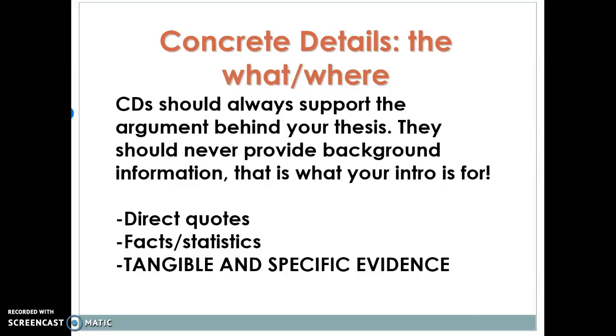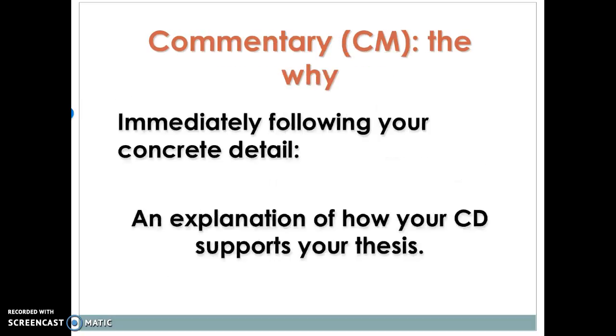Okay, concrete details. Here we go. This is the what and the where of your body paragraph. These are direct quotes, facts, or statistics, but it has to be tangible and specific evidence. Usually it comes with a citation, and I'll teach you how to use those citations within a separate flipped lesson. Again, just a reminder that CDs should always support the argument behind your thesis. They should never provide background information, and that is what your introduction is for, so don't forget that.